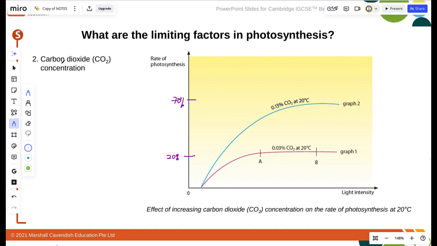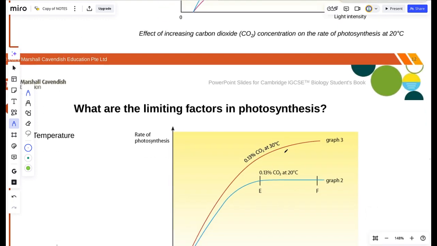Carbon dioxide, so this is factor number 2. Meaning if you increase the concentration of carbon dioxide in a particular plant area, the plant will make more food. In simple terms, if you increase the concentration of carbon dioxide in the plant area, keeping every other factor constant, then the plant will make more food. That's what we mean by that statement.